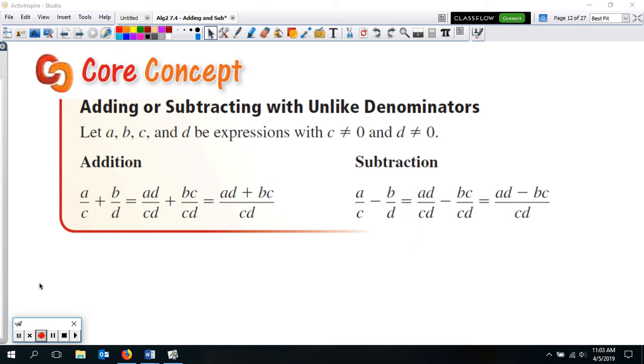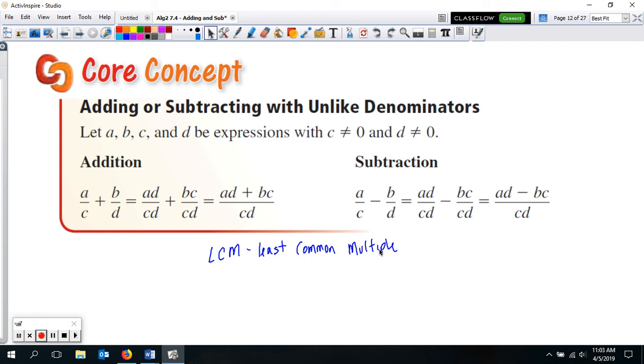Okay, our next core concept now is talking about adding and subtracting with unlike denominators. So now we have to find a common denominator. And finding a common denominator is like an LCD, a least common denominator. It's the same thing as finding the least common multiple of the denominators. So let's talk about LCM first, because that's what we're going to do next on these next few problems. LCM, least common multiple, that's what that stands for. You can go and write that down here. LCM stands for least common multiple.